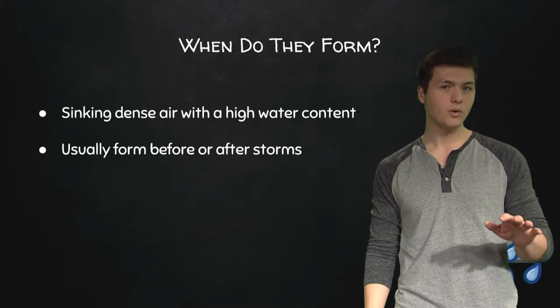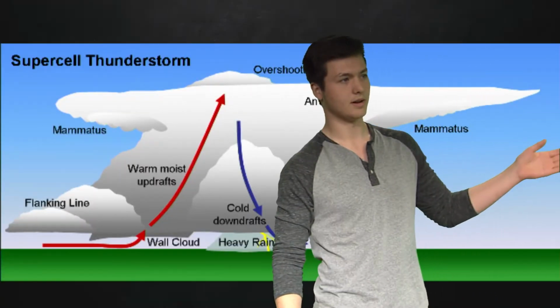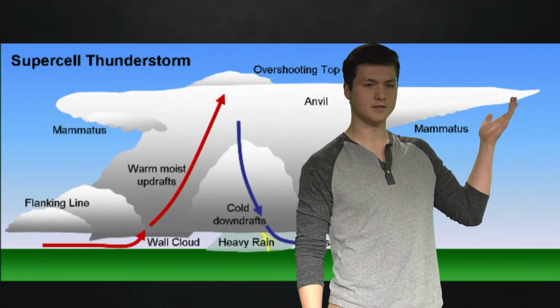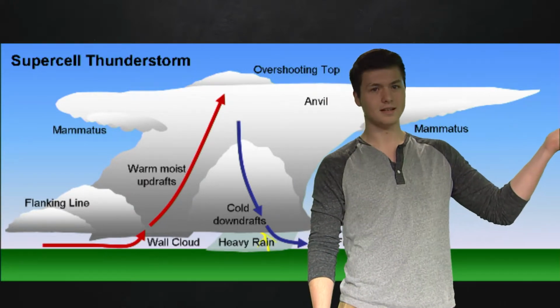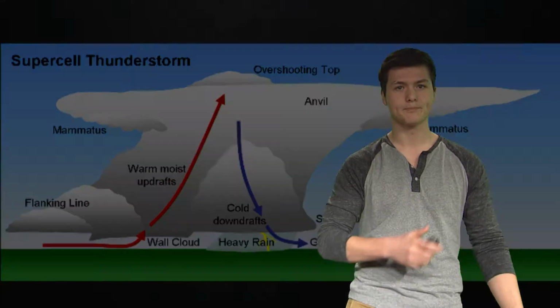And they usually form before or after storms. And so as you can see in this diagram here, you have mammatus forming under the anvil of the cloud, both before and after the storm.